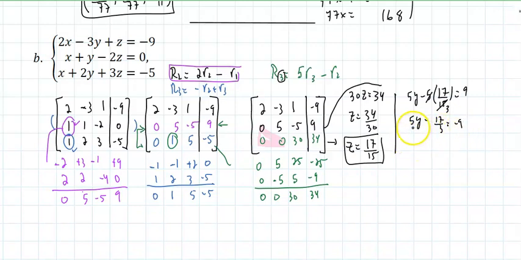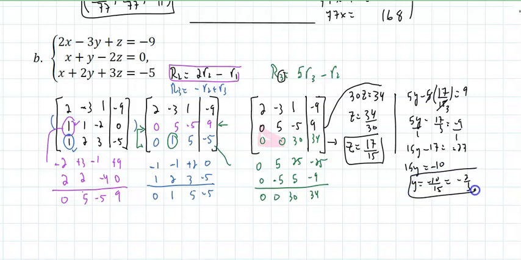I clear the fractions by finding the LCD. That's missing a 3, 15y minus 17 equal negative 27. So 15y equals negative 10. And y would equal negative 10 divided by 15, which is negative 2/3. Good. I got 2 of those. I go back to the first equation.